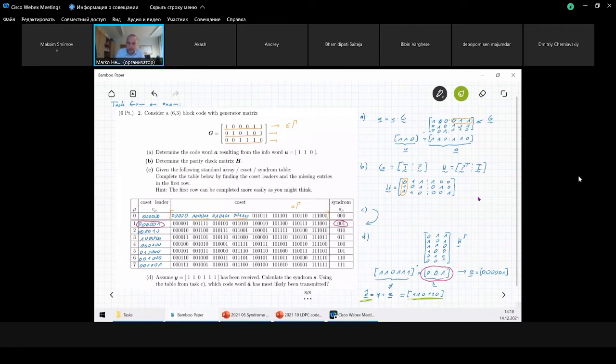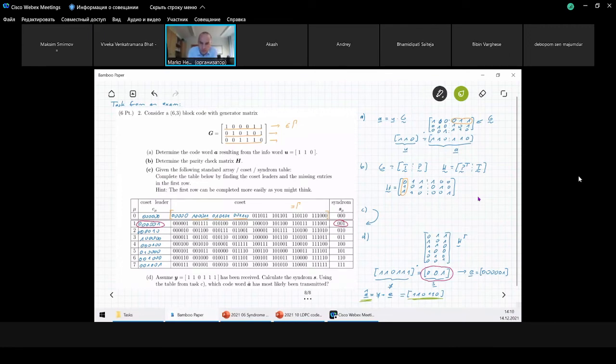Professor? Yes. I have a question: do we need to calculate the error E by multiplying Y by H transpose? We can directly get it from the table, right? Here we have the table, and if it contains all the received Y's, and we look for 110, 111, it comes under the second row, I think.